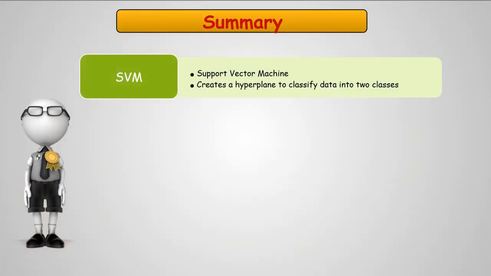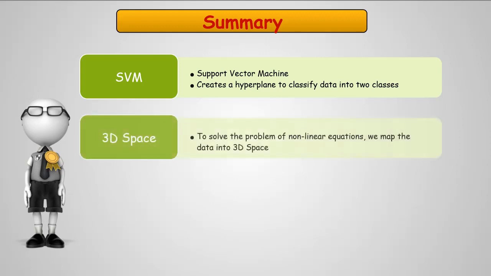So an SVM is a support vector machine, and it creates a hyperplane to classify data into two classes. The 3D space is used to solve the problem of nonlinear equations, where we map the data into three-dimensional space.